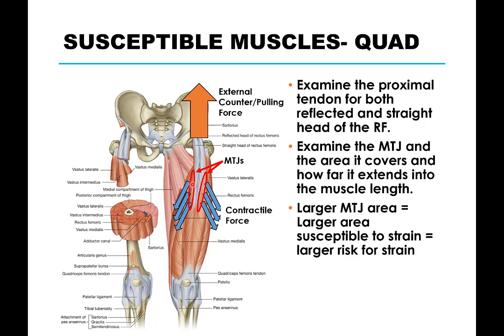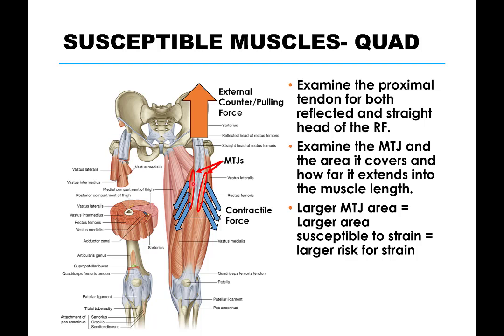So to summarize, when an athlete experiences a quad strain during a max effort kick, like during a field goal attempt in football, the strain occurs usually during that transition between the back and forward swing, and the strain likely will occur on the proximal MTJ.